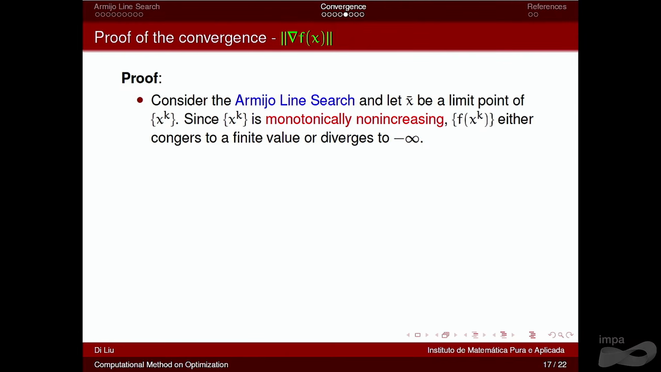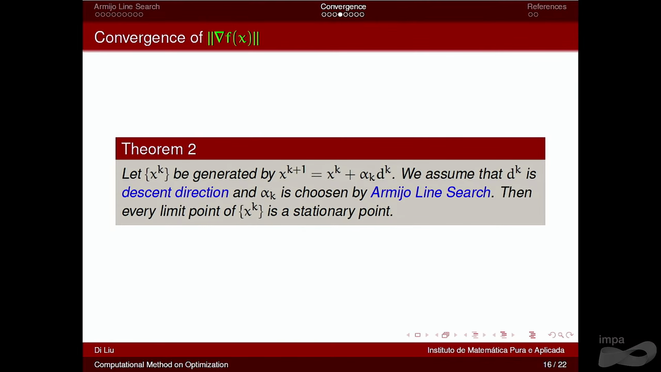Sorry, let me check. We should assume there is something missing here. It's an assumption on the objective function f. We need to assume that f is differentiable at x_k, or we need to assume that f is differentiable in the whole space. Then we can get the continuity here. Sorry about the missing assumption of continuity.